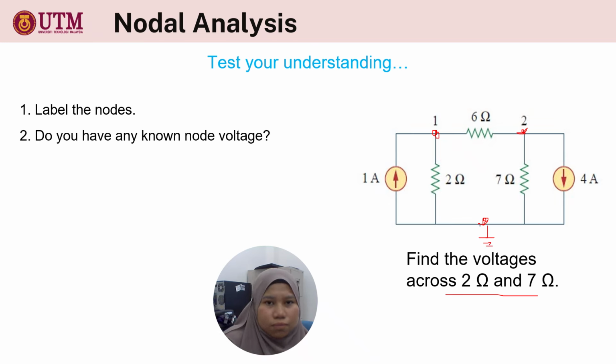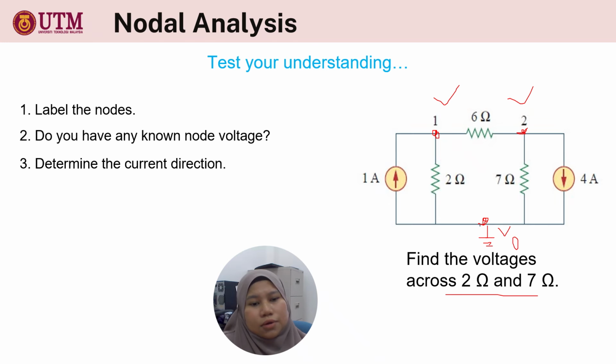If there is no label here, no symbol like this, you just simply put at the bottom, this is the ground. You label it by yourself. So this is V1 and this is V2. Do you know any node voltages here? Is there any known node voltage? No, right? There is none. So we need to find both here.